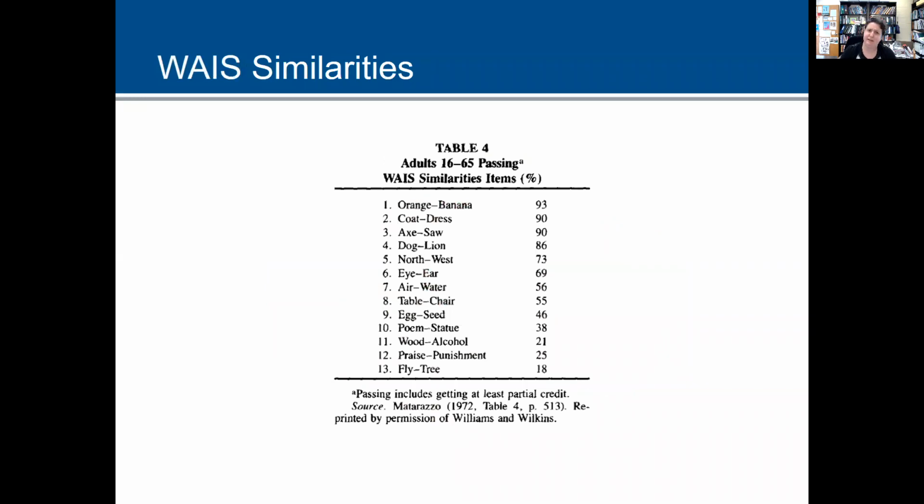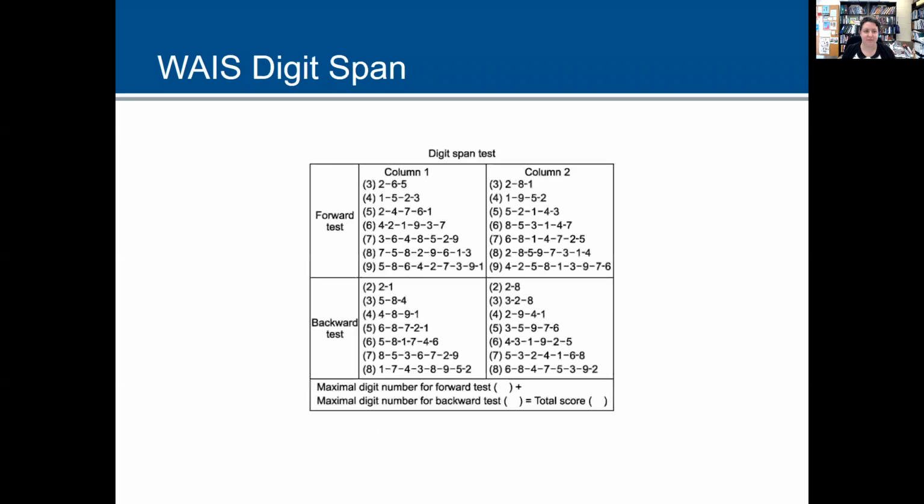Similarities will probably flash you back to your SAT days. It asks participants what are some of the ways that terms might be related. So, for example, you would ask them, how are an orange and a banana related? And you'd be looking for an answer like, they're both fruits. So these get more complex, as you can see, as you go through things. So something like, how are a fly and a tree related? You're looking for they're both living things. So it has to be a little more abstract.